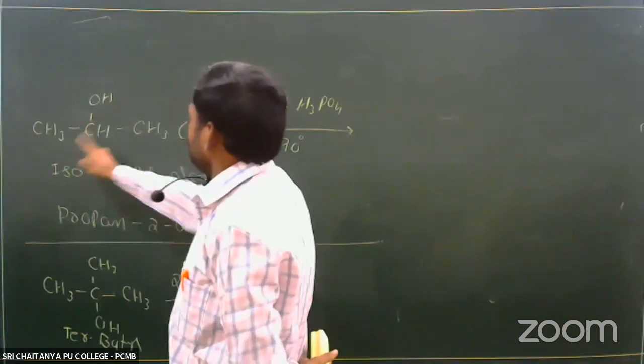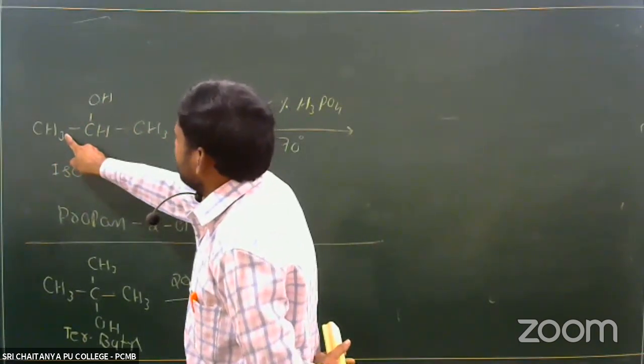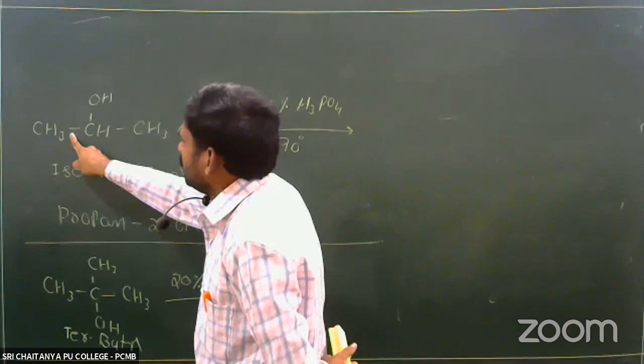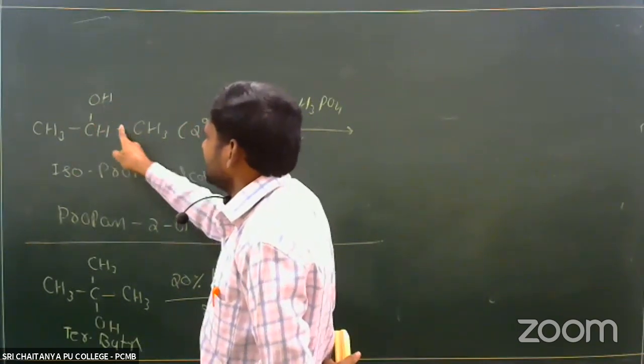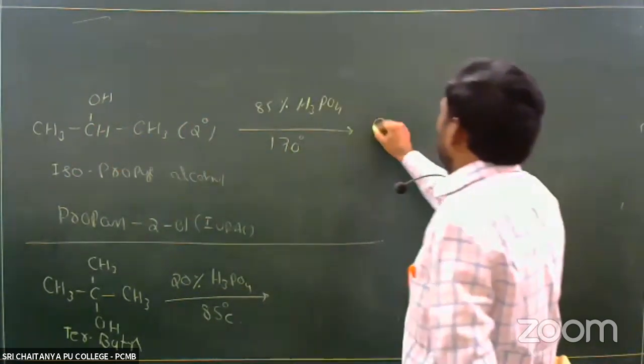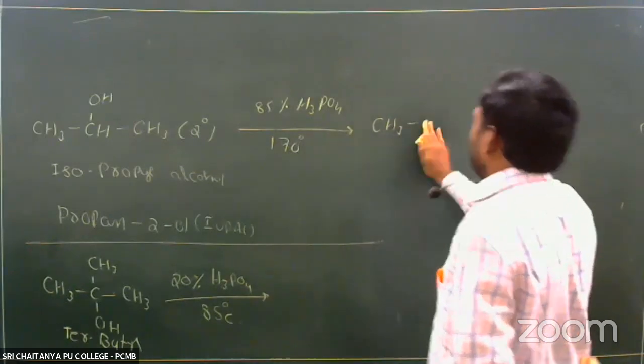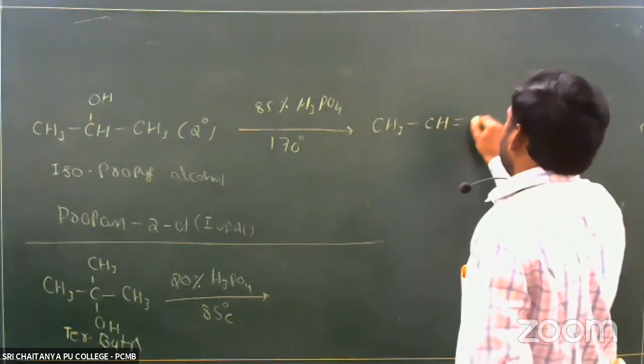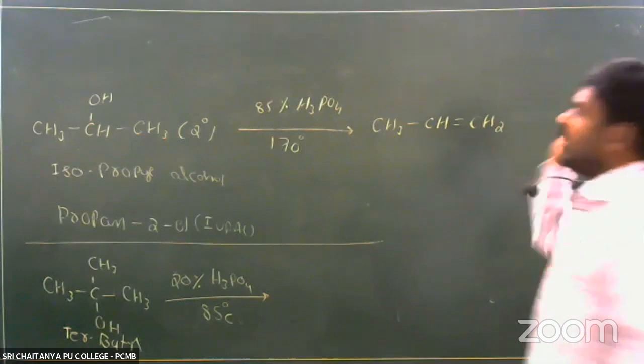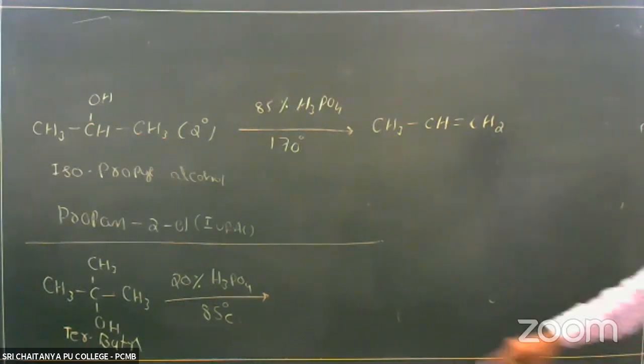So here only one product is possible. This H and this OH form propene, and this OH and this H also form propene. Here only one product is possible, that is propene, CH3CH=CH2. It is called propene.